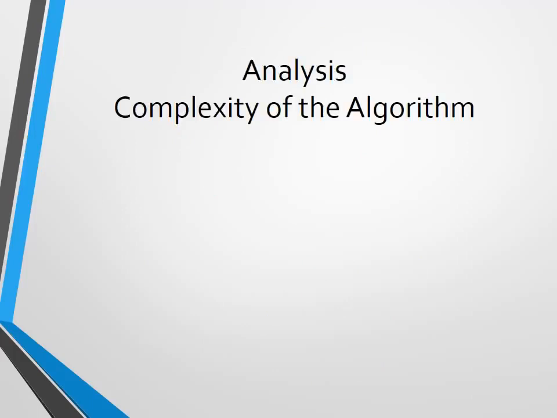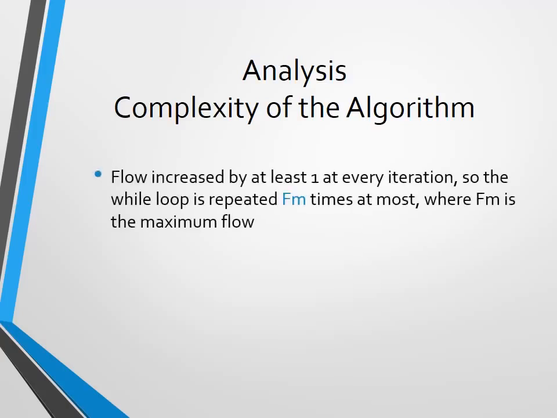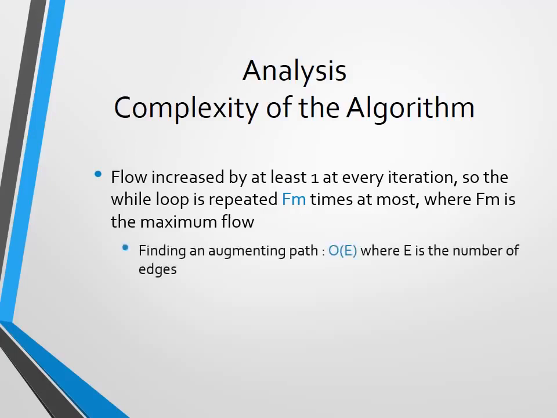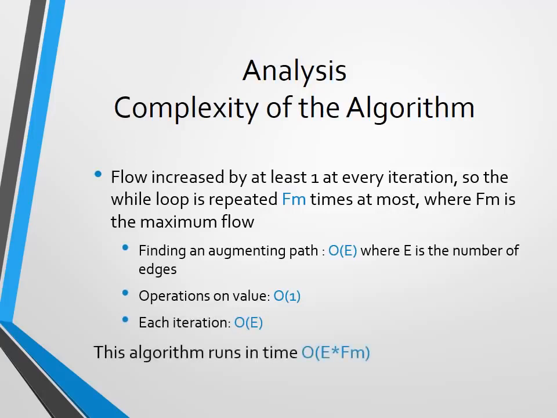Finally, let's take a look at the complexity of the algorithm. The flow is at least increased by 1 at every iteration because we are dealing with integers. So the while loop is repeated f_m times at most, where f_m is the maximum flow. Within the loop, we find augmenting paths, which run in time O(E), where E is the number of edges. We also do operations on values to update the maximum flow and the capacities on the edges, which run in time O(1). So for each iteration, it runs in time O(E). This means that all in all, this algorithm runs in time O(E times f_m).